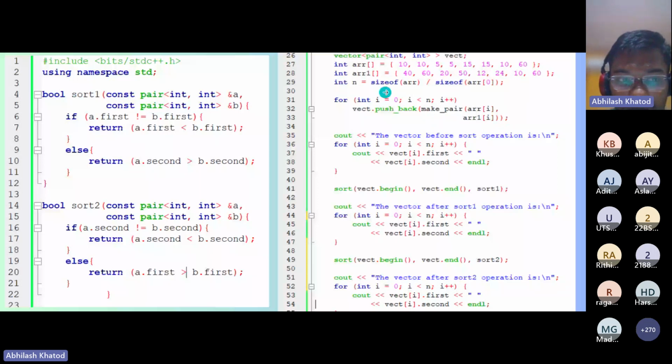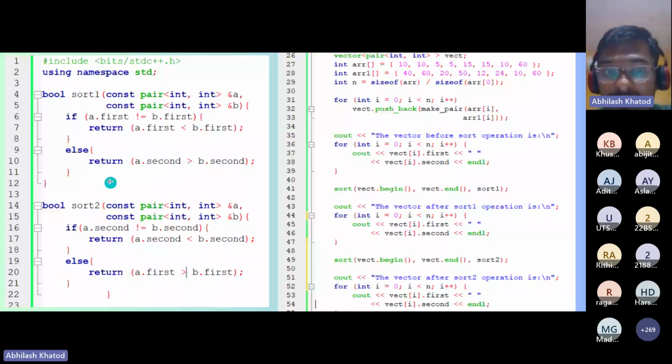If a dot first, what is a dot first? A dot first is 5. Is it not equal to b dot first? Another element is 5. So it is not equal to, means the condition does not satisfy. So we'll go in else.